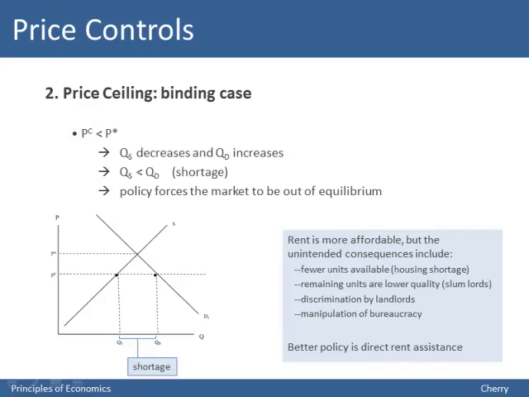And then, of course, you have manipulation of the bureaucracy of this policy. Like in New York City, there are famous stories about rent control apartments being handed down within the family and not being on the market for years and years. So binding rent control creates a lot of unintended consequences, even though the initial goal of creating more affordable housing is worthwhile, but maybe this isn't the best policy. Maybe a better policy would just be to provide direct rent assistance to people.